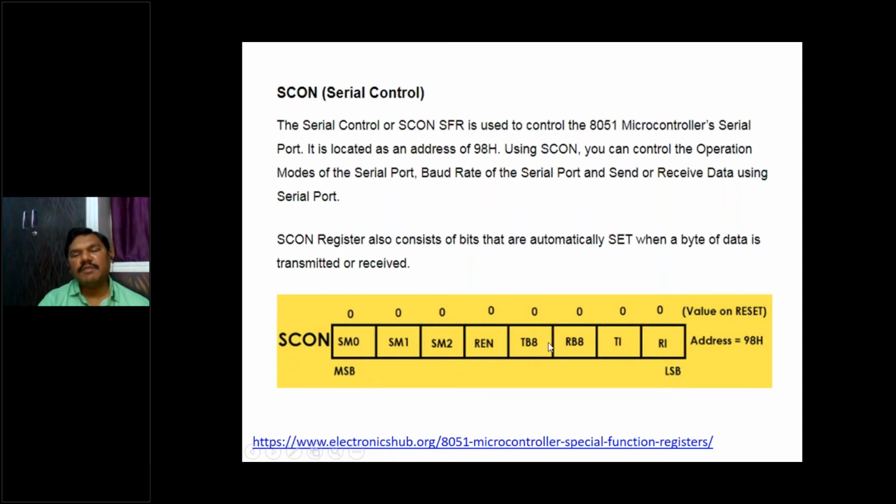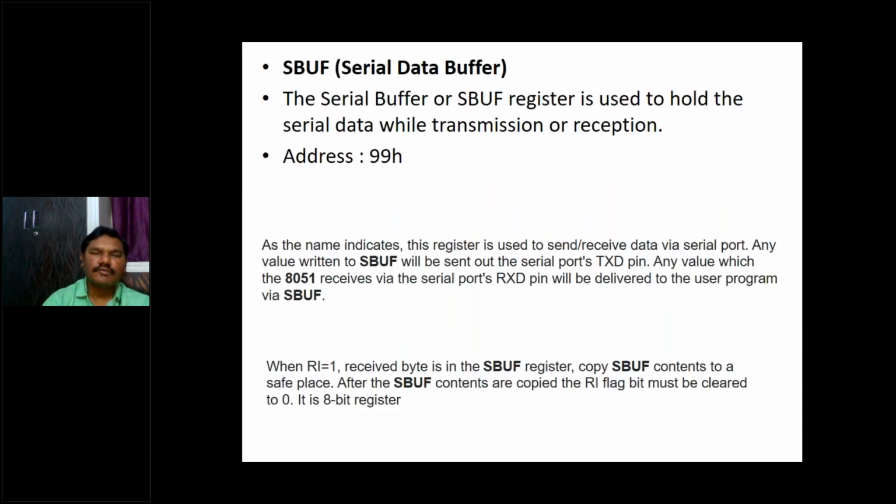TB8 stands for the 8th bit that is transmitted. RB8 stands for the 8th bit that is received. TI stands for transmit interrupt. RI stands for receive interrupt. Okay, so that we will see.